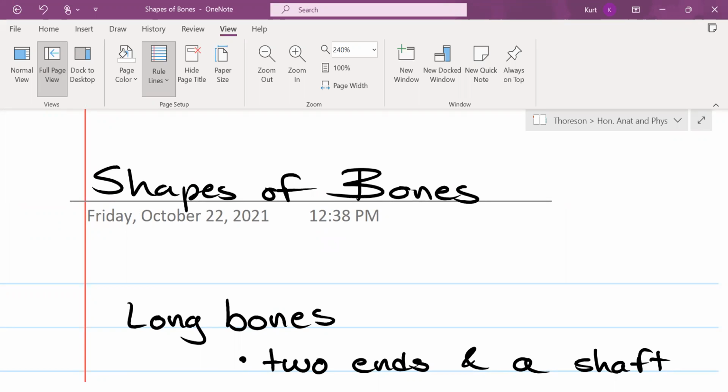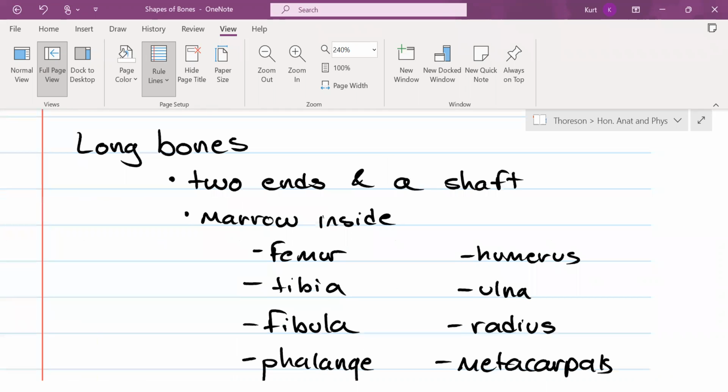The one that's going to be most important for you in this class is long bones, because you have to know the anatomy of a long bone, the epiphysis, the diaphysis, the medullary cavity, the compact bone, all that stuff. That's on that worksheet you have. So here we go. Long bones.